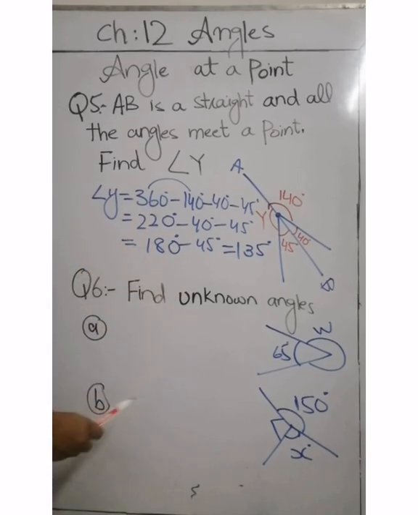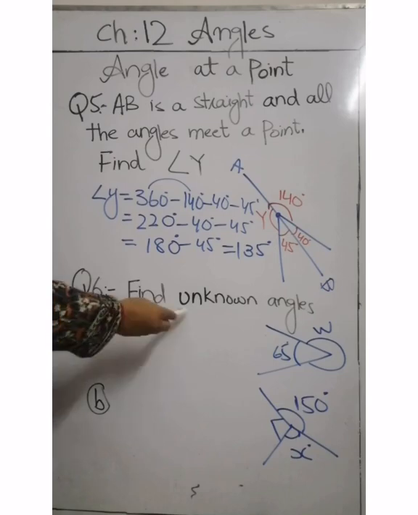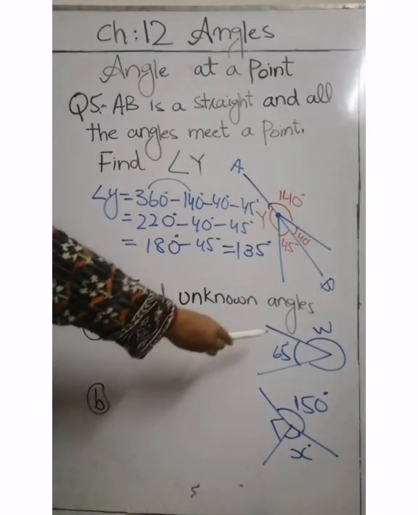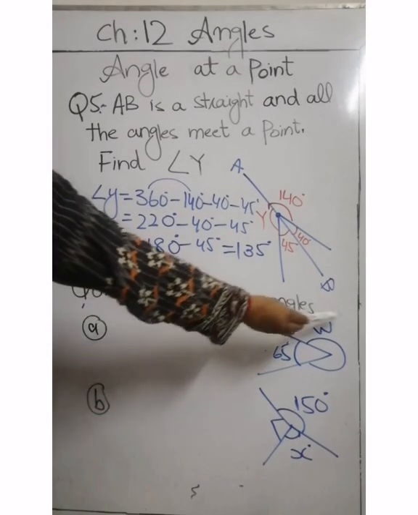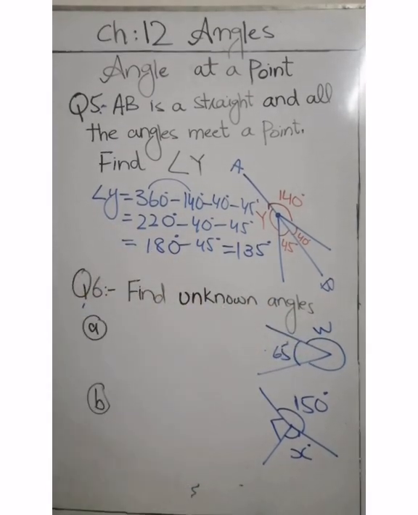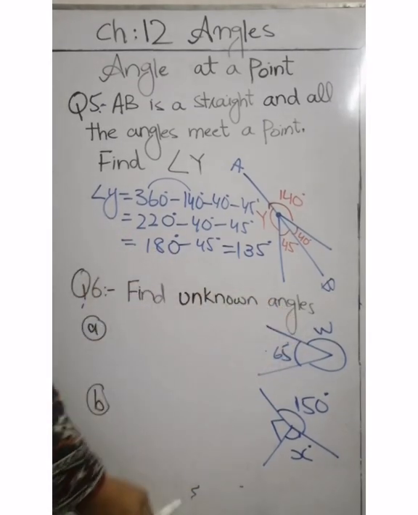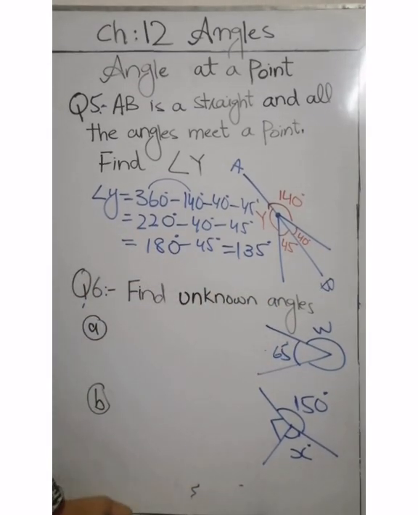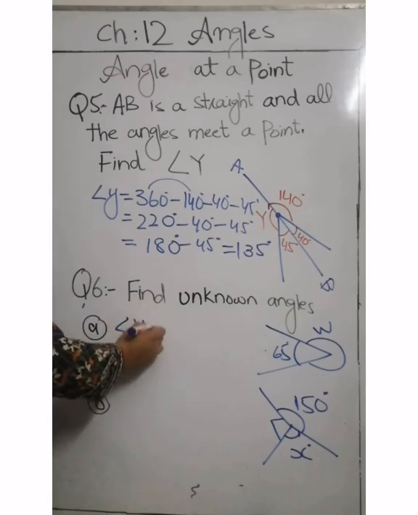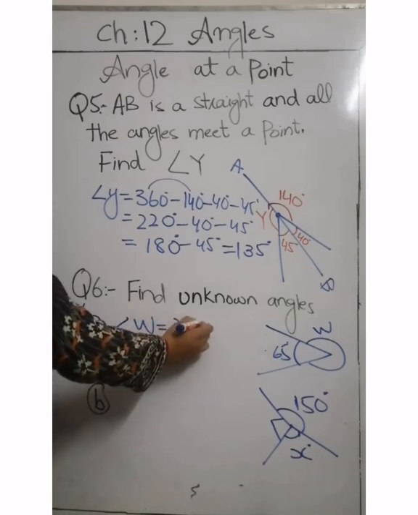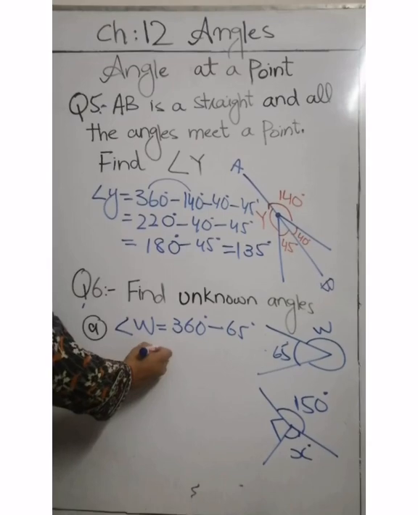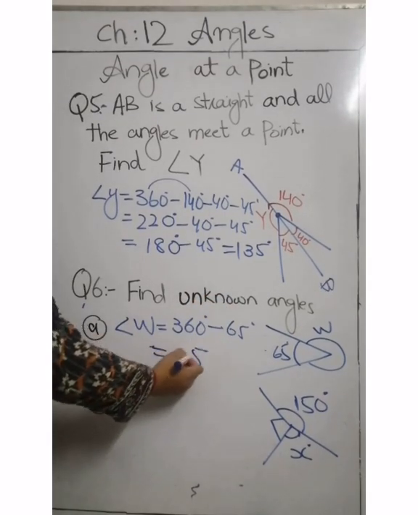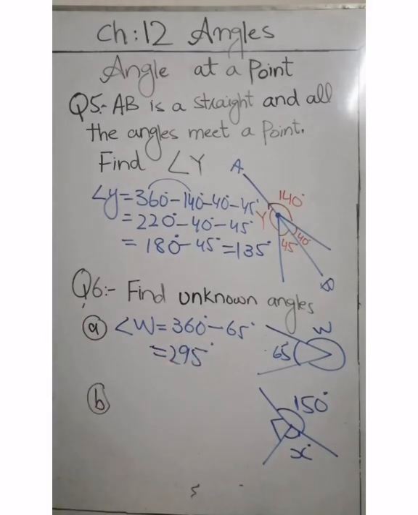Now we have another question. Question number 6. Find unknown angles. We have a figure. In this figure, angle 65 degrees is given and we are going to find angle W. How do we find this? These two angles make an angle at a point. So we find angle W by subtracting 65 degrees from 360 degrees. When we subtract these two values, we get 295 degrees.